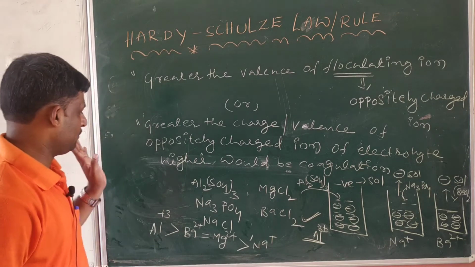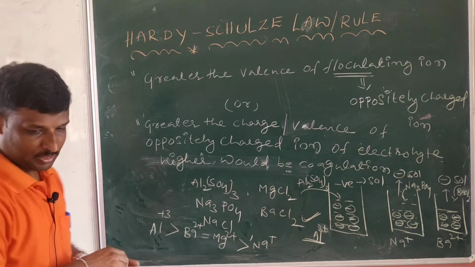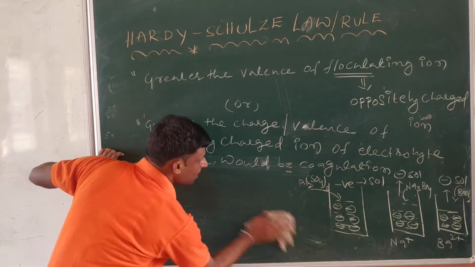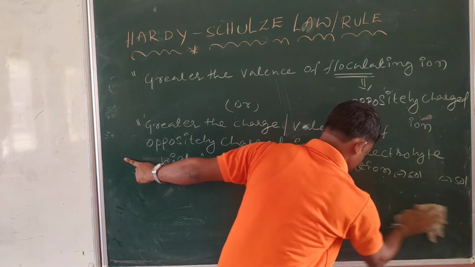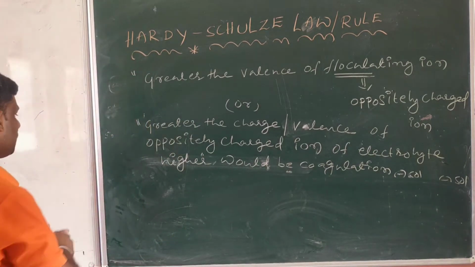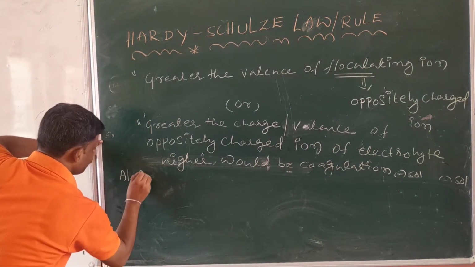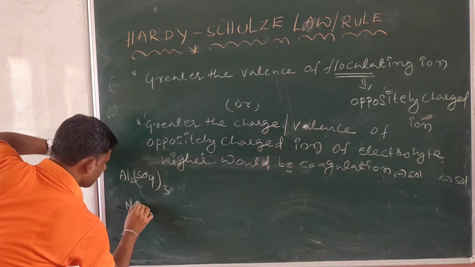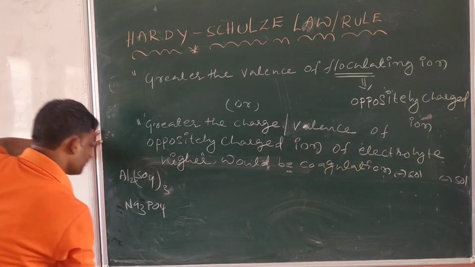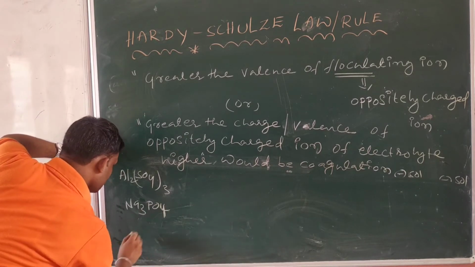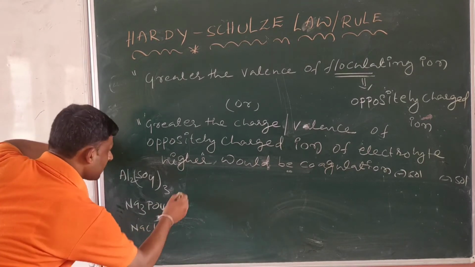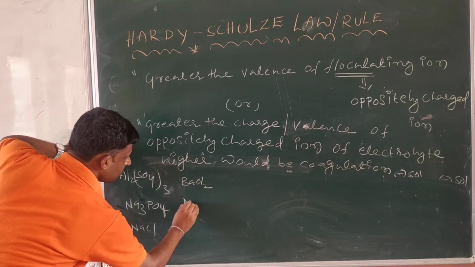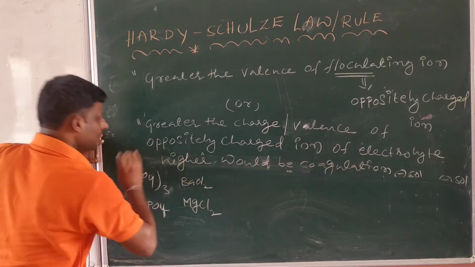So this is very, very important. For example, I am taking the same thing. You understood this one. Now I am going to take negative sols. In this case I am taking Al2(SO4)3, Na3PO4, again NaCl, BaCl2, and here MgCl2. Are you getting my point?